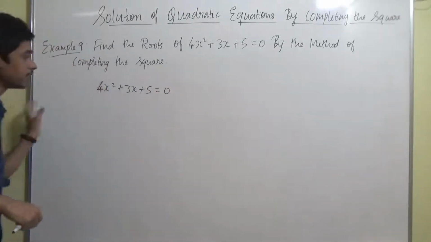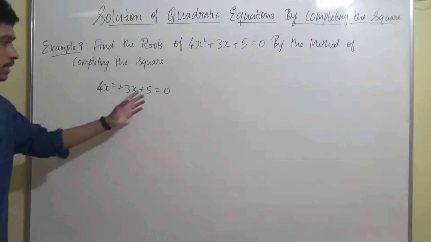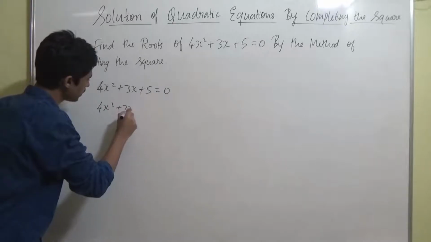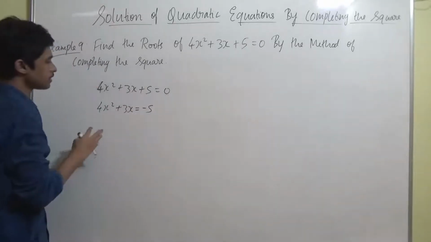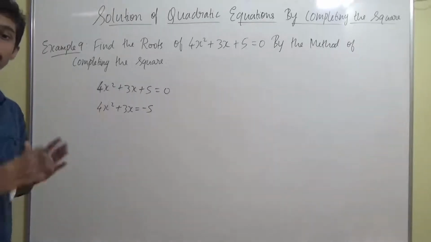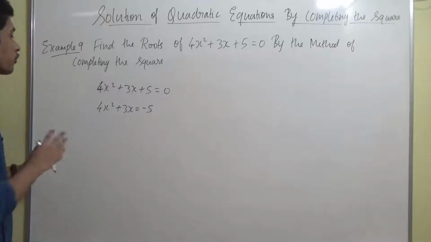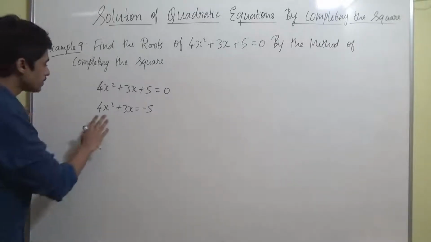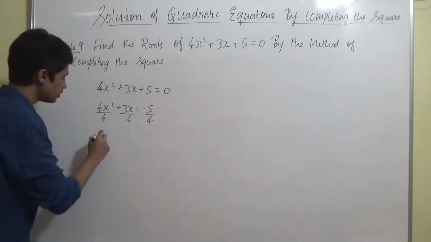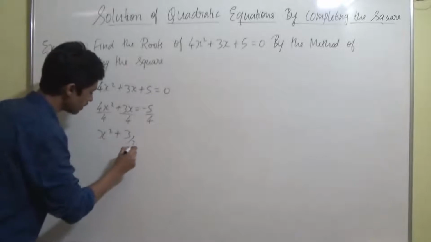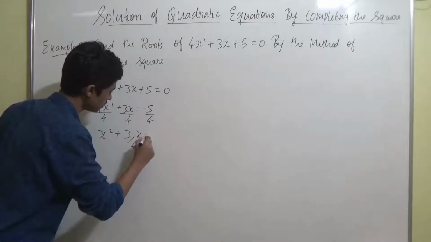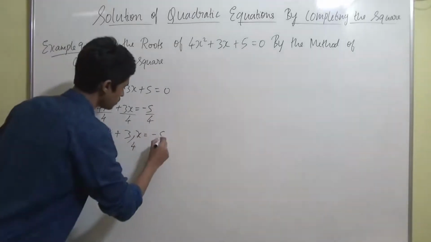So what we'll do first, we'll bring all the x terms to one side and all the number terms to the other side. So it will become 4x square plus 3x equal to minus 5. Getting it, guys? Now, as I said to you, the coefficient of x square should be 1. There shouldn't be any coefficient to x square. So we'll divide all the terms of the equation by 4. Then it will become x square plus 3 by 4x equal to minus 5 by 4.